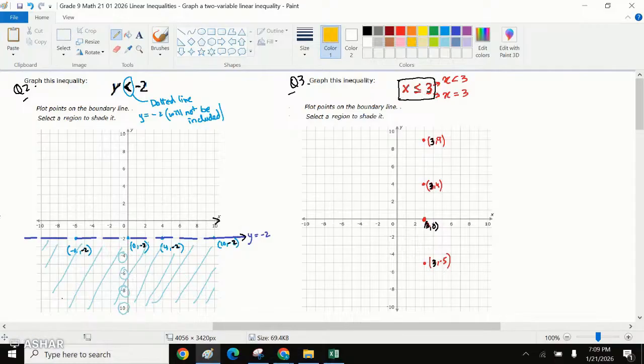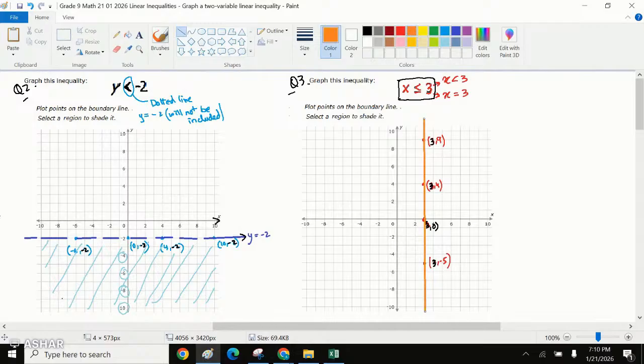Let's try to join the line. Since it has an equal sign, it will not be a dotted line, it will be a bold line. So can we find a number that is less than 3? If we are making a line at 3, there are two options, right? Either it could be 2 or it could be 4. But we know that 4 is greater than 3.